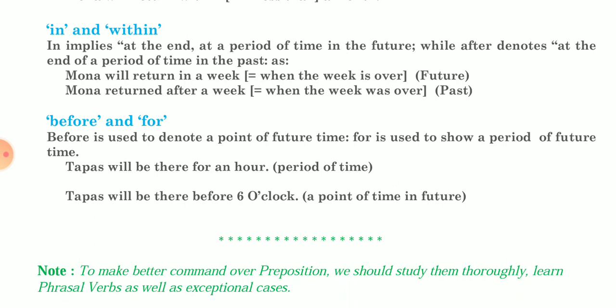thoroughly means we know that to is a preposition, but there are 14 to 15 uses of to, but we know only 1 or 2 uses or 4 or 5 uses. We have no sufficient knowledge about that. That's why we feel difficulty during the examination. Second thing, we should learn phrasal verbs.